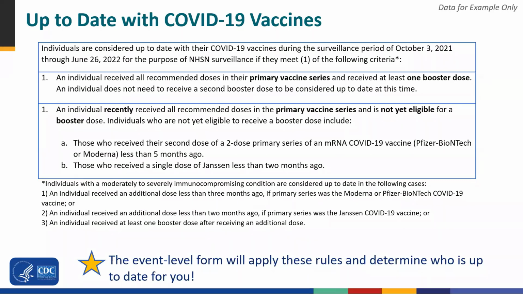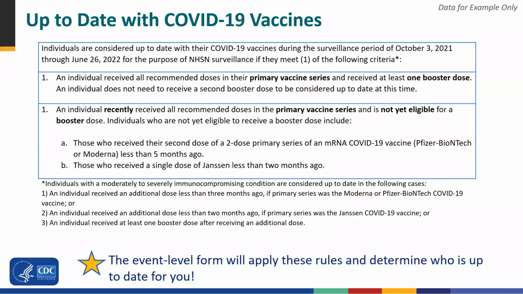So an individual received an additional dose less than 3 months ago. If the primary series was Moderna or Pfizer, then they would be considered up to date. They could also be considered up to date if the individual received an additional dose less than 2 months ago, if the primary series was Janssen, or if an individual received at least 1 booster dose after receiving an additional dose. And all of this to say that everything I just went through is obviously very complicated.